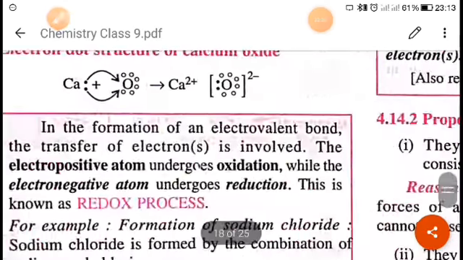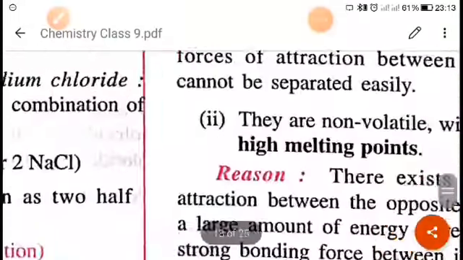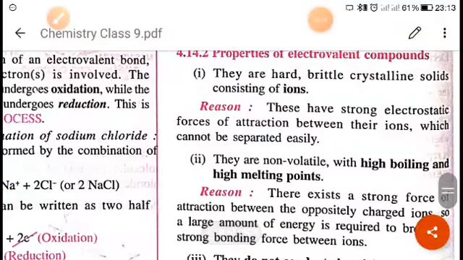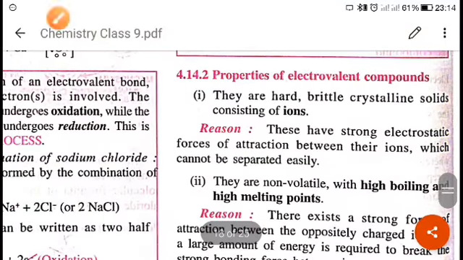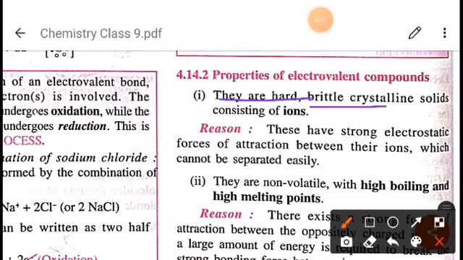Now next is the properties of ionic compounds or electrovalent compounds. The first property is they are hard, brittle, crystalline solids consisting of ions. Why are they hard and brittle? Because they have a strong electrostatic force of attraction between their ions, which is why they are very hard, brittle and crystalline solids.